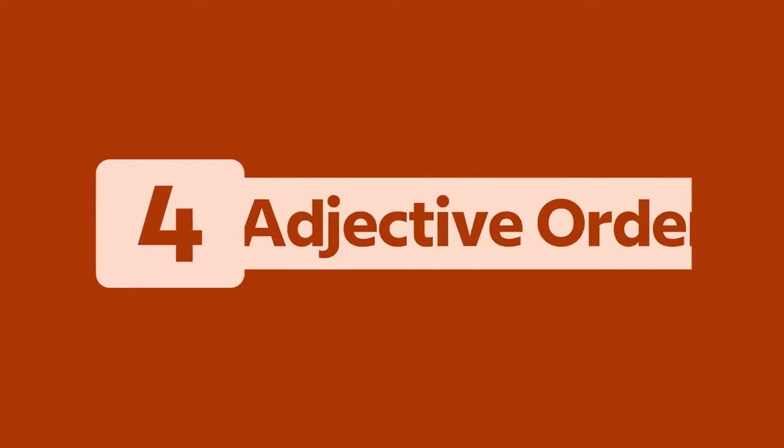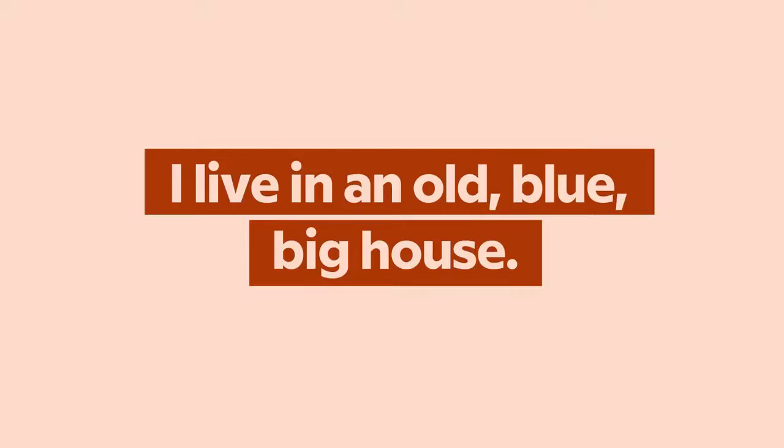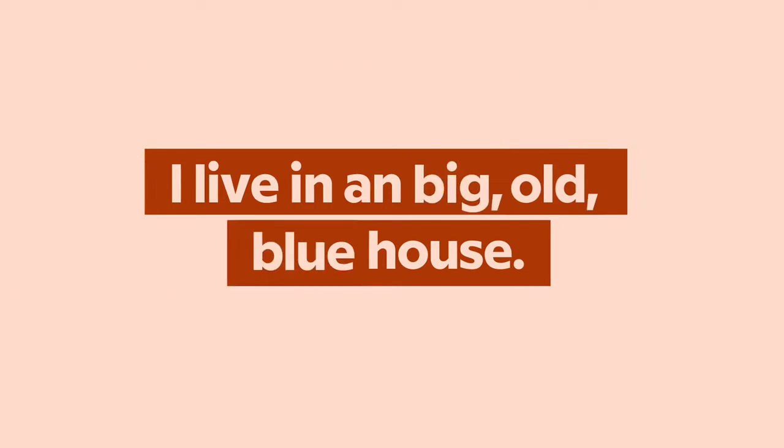Mistake number 4, incorrect adjective order. The adjectives you use to describe things in English go in a specific sequence. You probably won't find a native speaker who can tell you which category of the adjective comes first, but they'll definitely notice when you mix up the conventional order. That's why it sounds odd to a native speaker if you say, I live in an old blue big house. A native speaker would say, I live in a big old blue house.